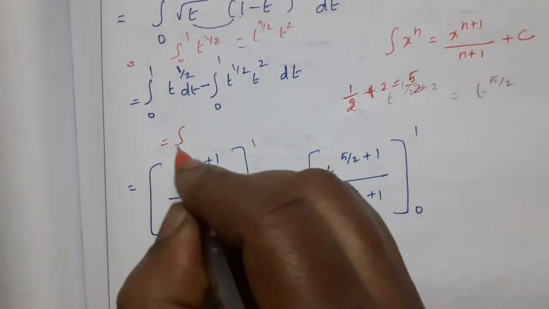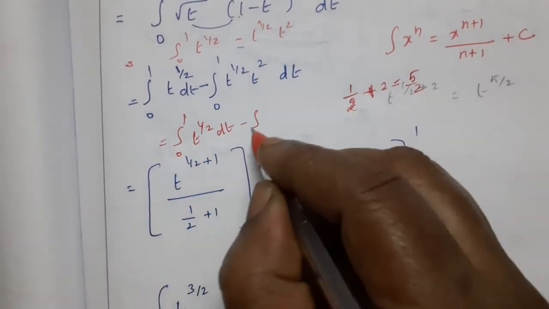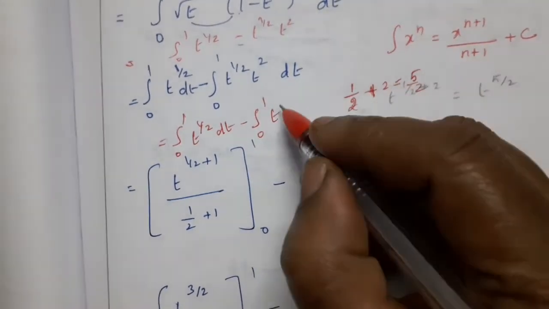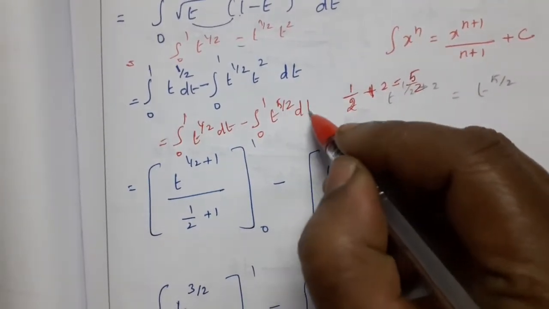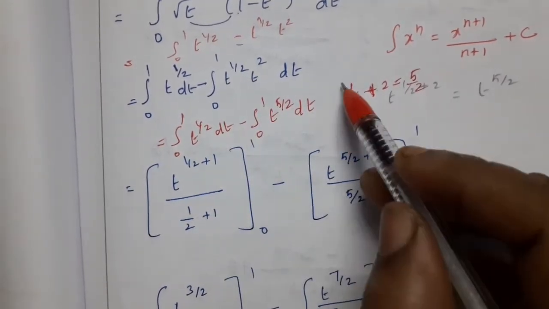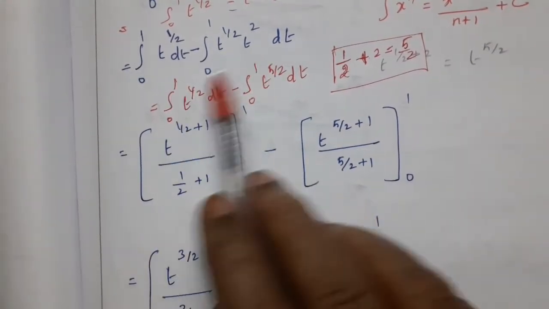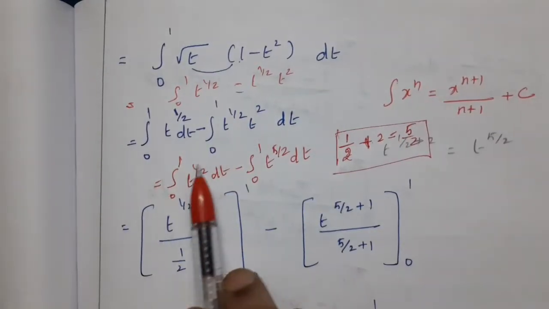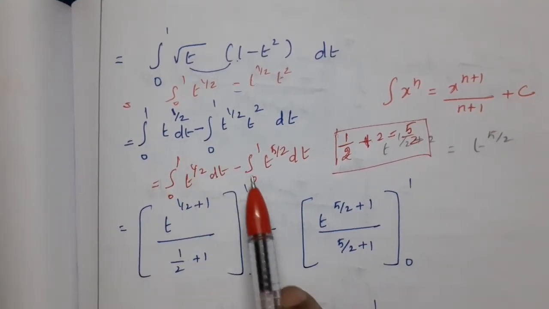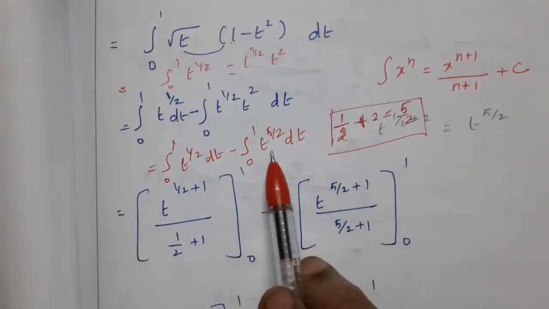If you want to write one more step, it is the integral from 0 to 1 of t power 1 by 2 dt minus the integral from 0 to 1 of t power 5 by 2 dt. If the base is the same, we add the powers: 1 by 2 plus 2 is 5 by 2. So after multiplication we split into 2 integrals: the integral from 0 to 1 of t power 1 by 2 dt minus the integral from 0 to 1 of t power 5 by 2 dt.